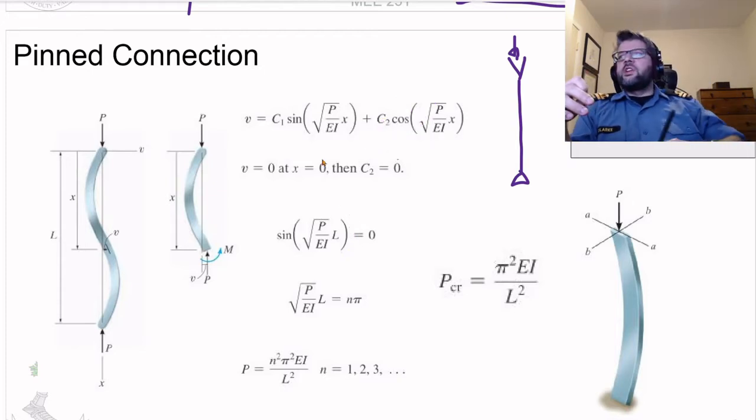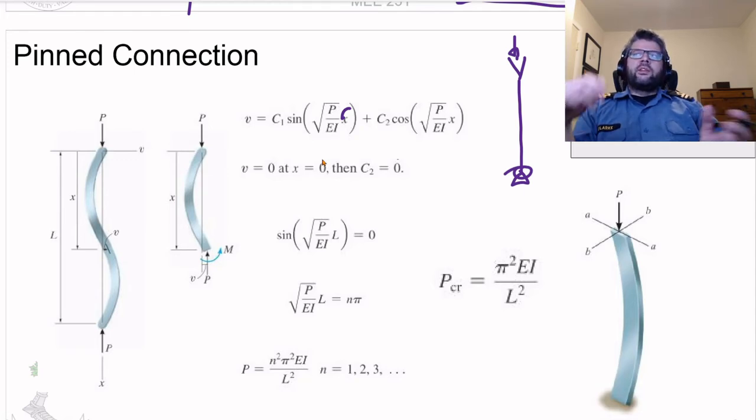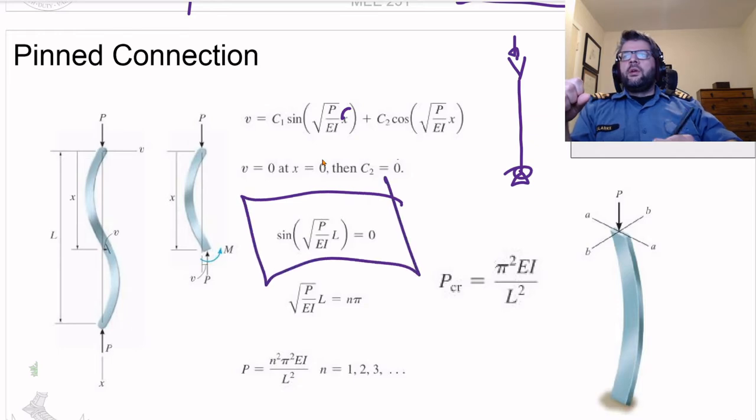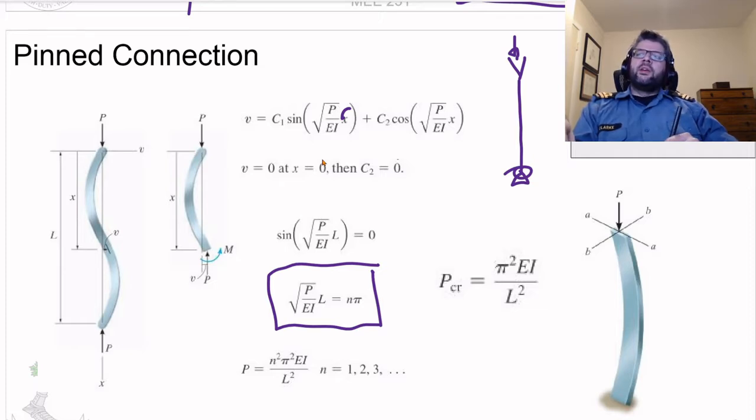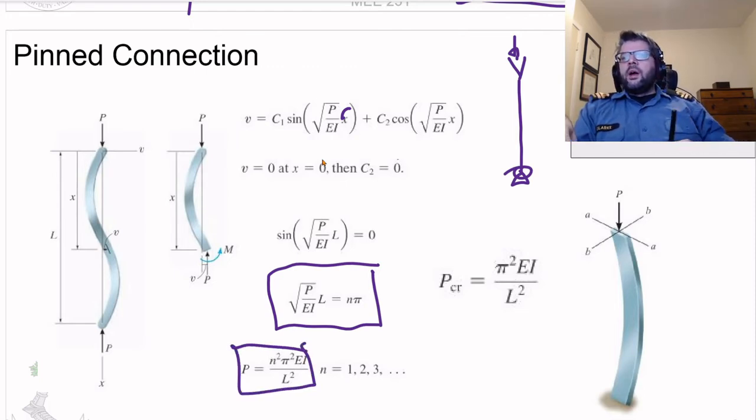That's the other boundary condition, that we also have 0 displacement at the other end. So x is equal to 0 and x is equal to L are both our boundary conditions. We're able to then solve for this. The system of equations is going to be true when the root P over EI times L is equal to some integer times pi. Then we can just solve for P simply enough, where it's n squared. So n's some integer. We're looking for the smallest load.